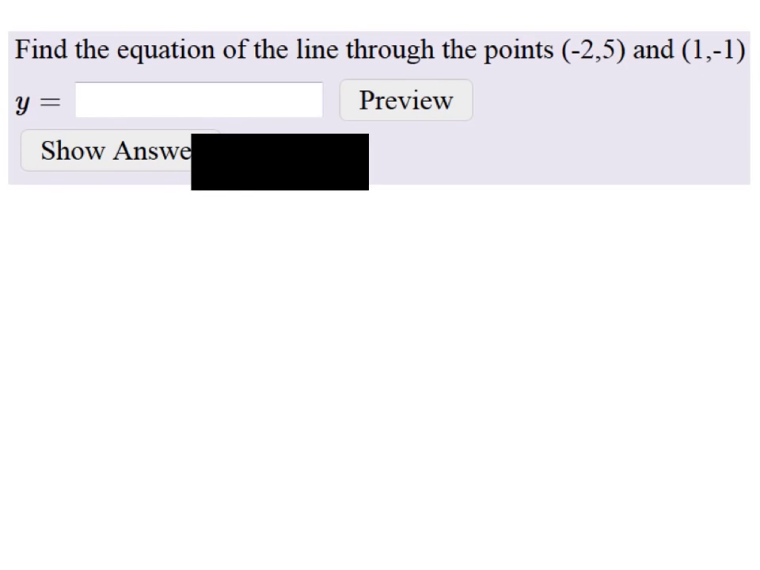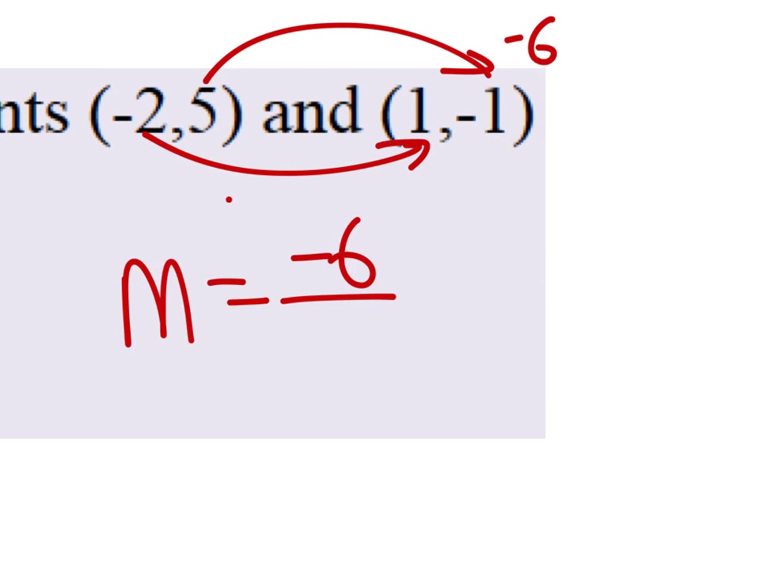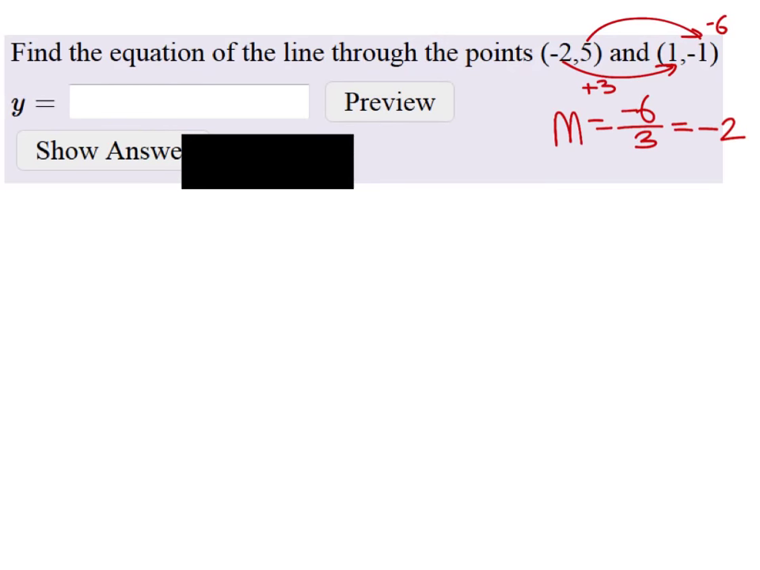I like the rainbow method. It's so fun. From 5 to -1, I would have to go down 6. That's my numerator. From -2 to 1, I would have to go to the right 3. So that's my denominator. When I divide these, I get -2. There's our slope.